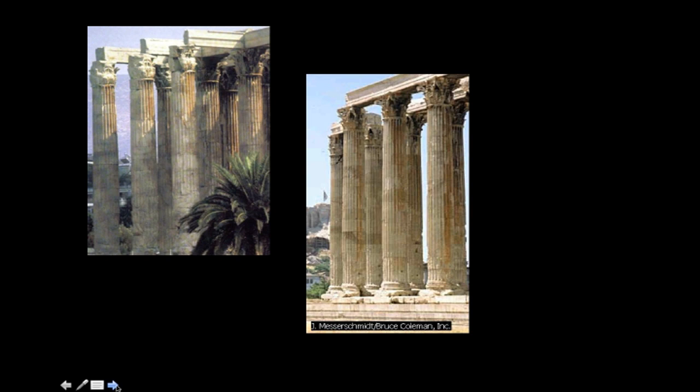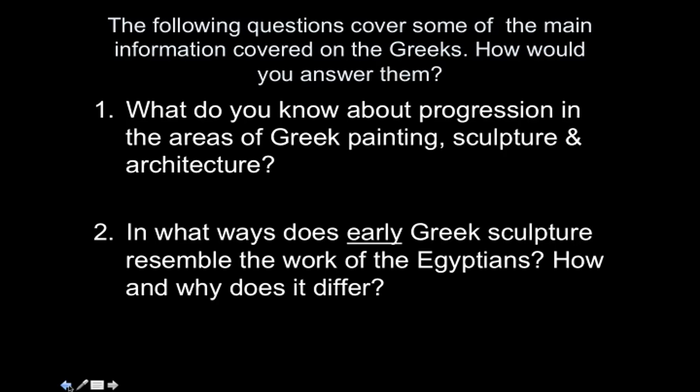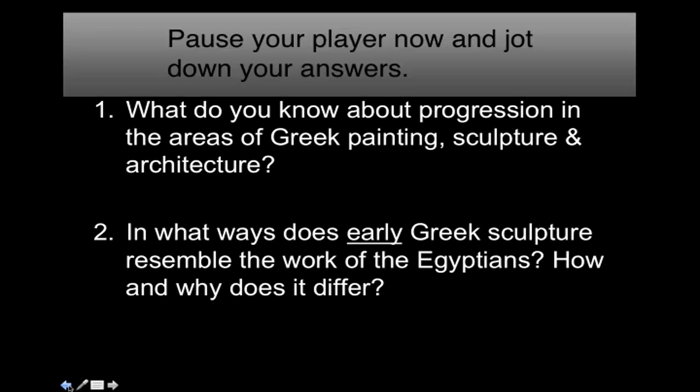Again, examples of the Corinthian order. Here we have Doric, Ionic, and Corinthian. Included here are a number of questions that you might want to think about. They cover the main ideas that we've discussed in the section on the Greeks, the main concept of progression and what it means in Greek painting, sculpture, and architecture.